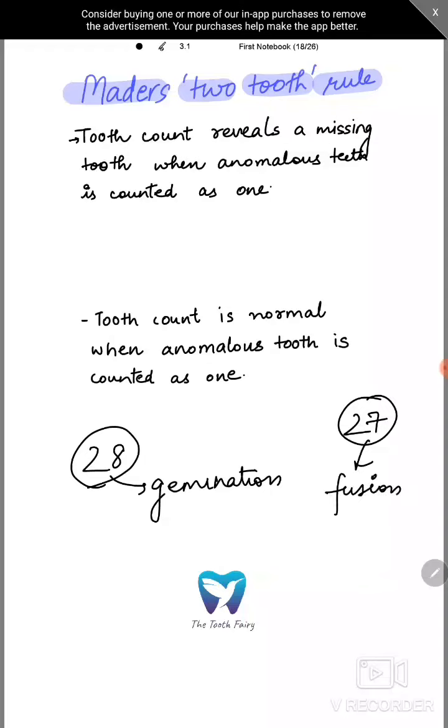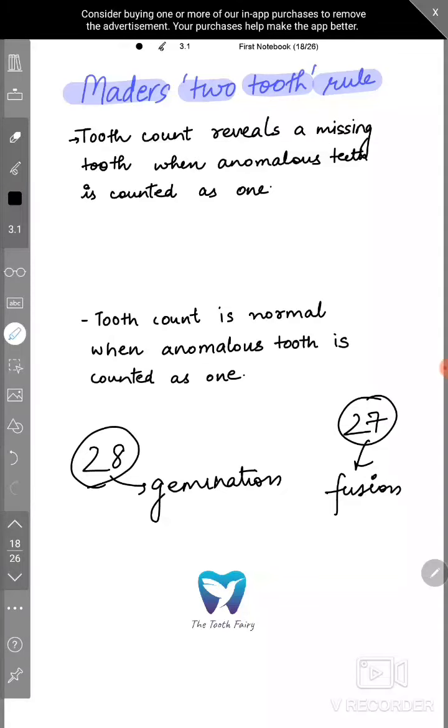बहुत कॉमन सी बात है इसमें, बहुत सिंपल सी बात है कि अगर फ्यूजन था तो two tooth germs formed one tooth, ठीक है, वरना तो two tooth germs will form two teeth, but in this case एक बनाया था तो one tooth will be missing. So it will reveal a missing tooth. तो tooth count reveals a missing tooth when anomalous tooth is counted as 1.